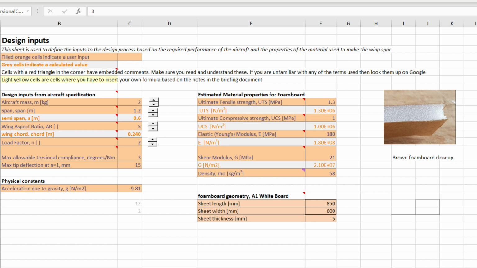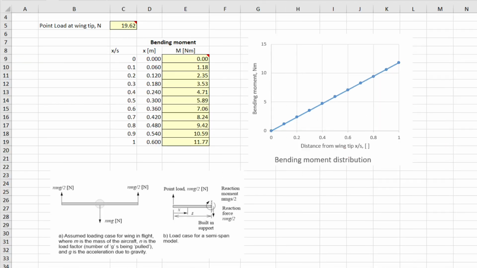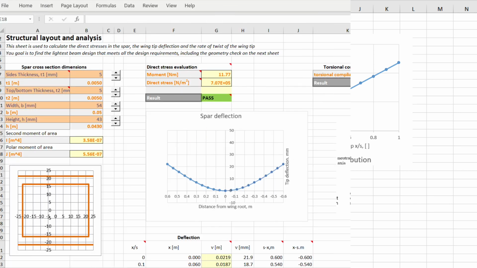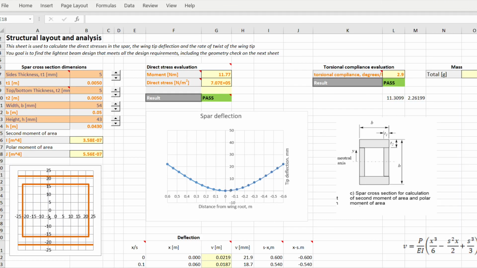Through the spreadsheet, we also adjusted the location of the spar within the rib to make sure it fit within the required rib size. We did multiple trials at this stage, trying out different values of the spar geometry to get a pass on the direct stress evaluation and torsional compliance, and finally obtain the best geometry that met the requirements while also achieving the minimum mass possible.